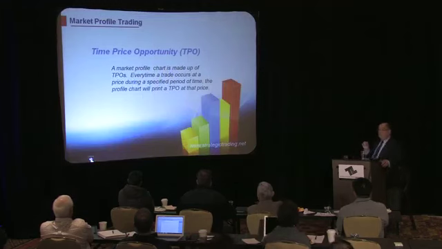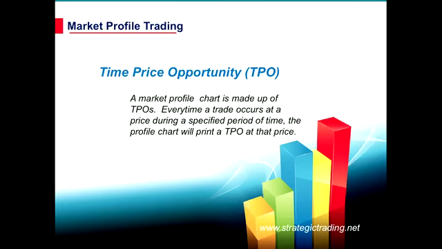Now, that little chart, what did you see on that chart? What was it made up of? Letters. Very good. Those letters are called TPOs. And so, I want you to start thinking of those letters a little bit differently. What's a TPO? It's a time price opportunity. So every time the market came to a particular price, it created an opportunity for people in the market. They could be buyers or they could be sellers.